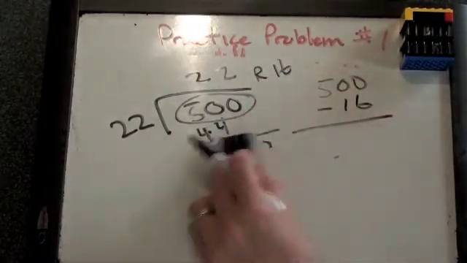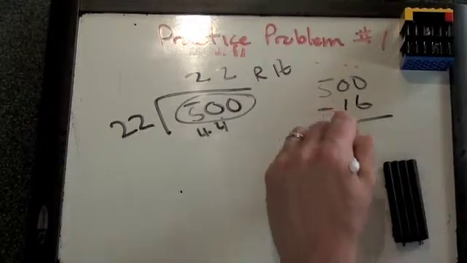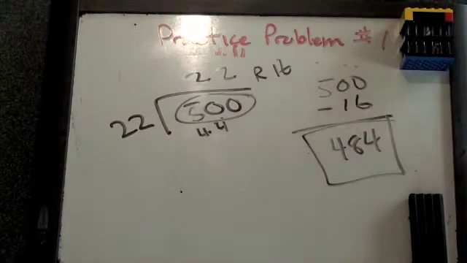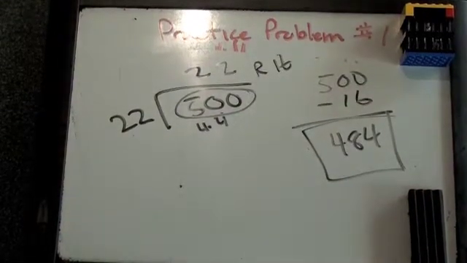500 minus 16 is 484. Okay, which is the same answer we got before. Good job, sweetie. You ready for the next one?